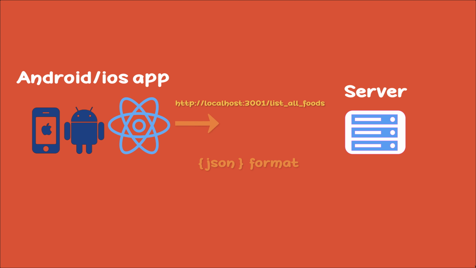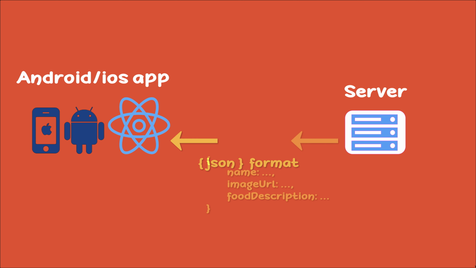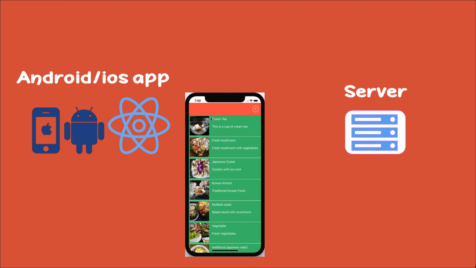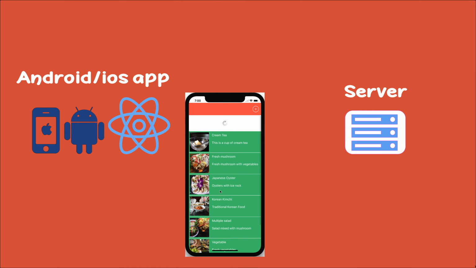We use JSON format, and when you send a request to the server, the JSON format will be a type of object with a name, image URL, food description, and many other fields of data. And here, when you pull to refresh, the process will be called again.